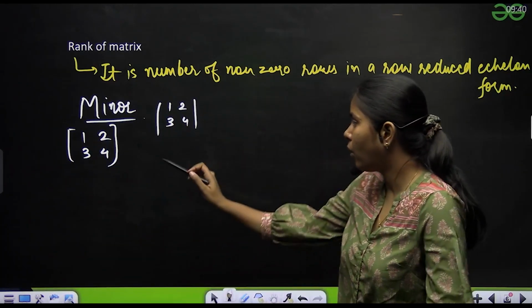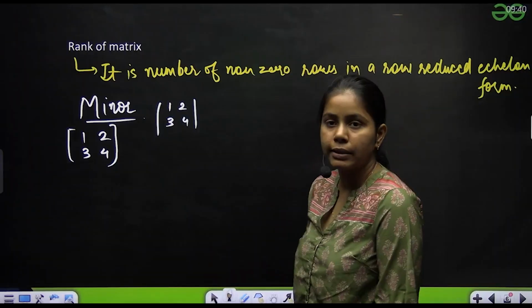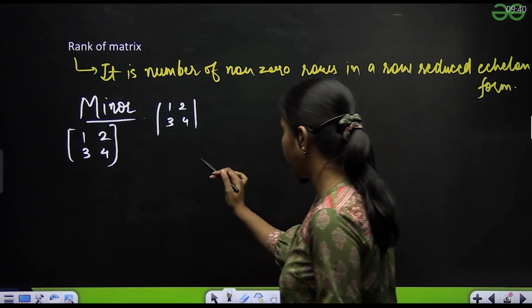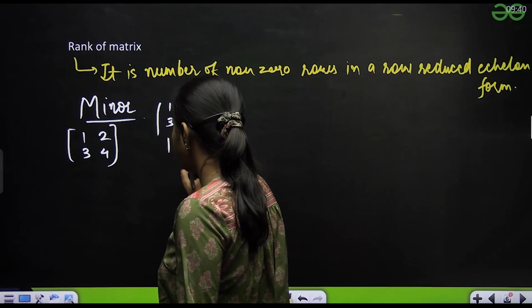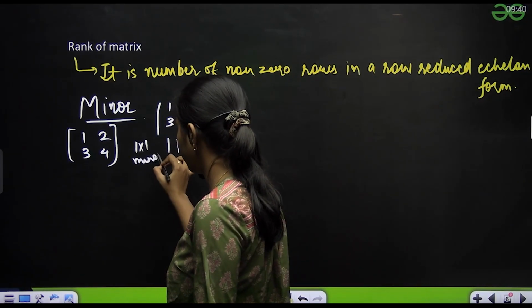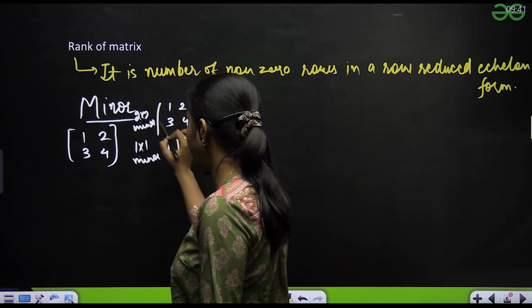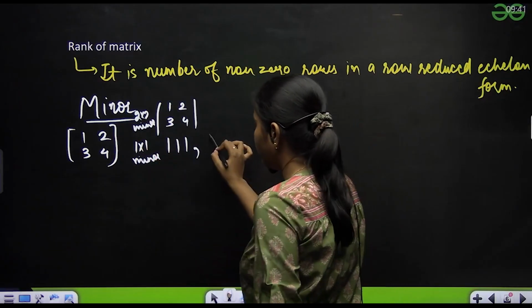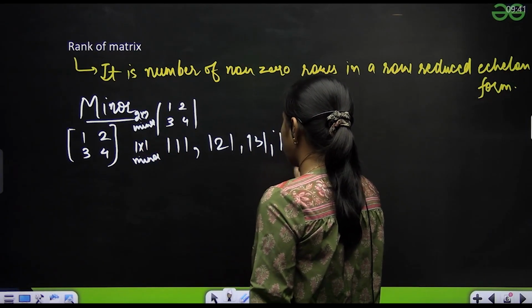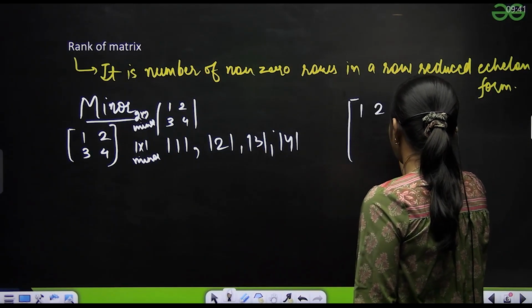How many 2 cross 2 minors are possible? From this only one 2 cross 2 matrix is possible, so we have one 2 cross 2 minor. Also I can find the 1 cross 1 minors. What would be the 1 cross 1 minors? 1, 2, 3, 4, right? These are the minors.